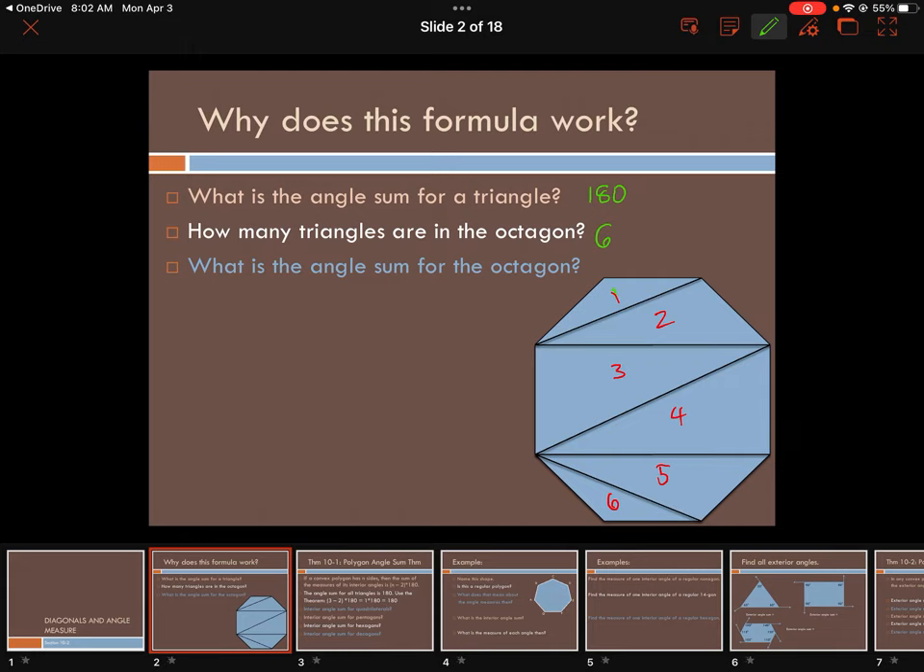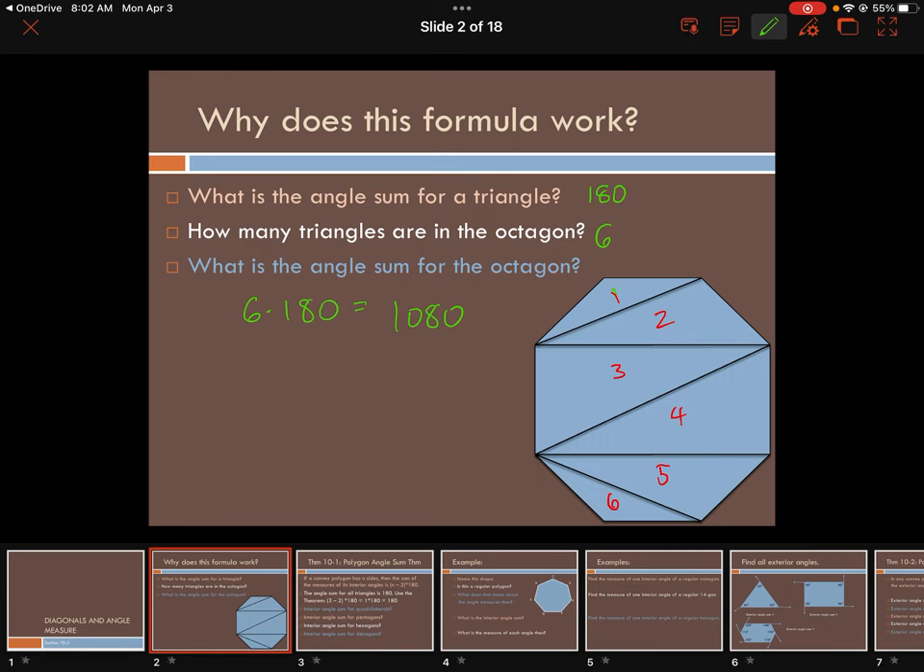So what would the interior angle sum be for the octagon? Well, 6 triangles times 180 degrees gives you 1,080. So every octagon in the world has that interior angle sum.